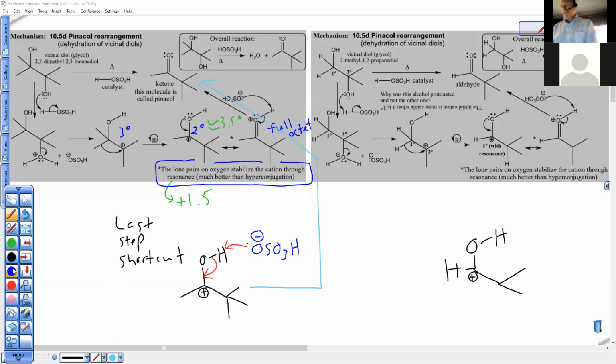Similar story here. Deprotonate and get your elimination going on. Right there. So you don't have to draw this oxonium at all. And that's good for me, if it's good for you.